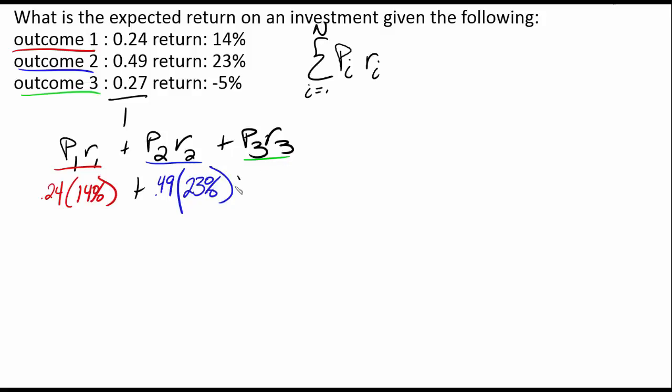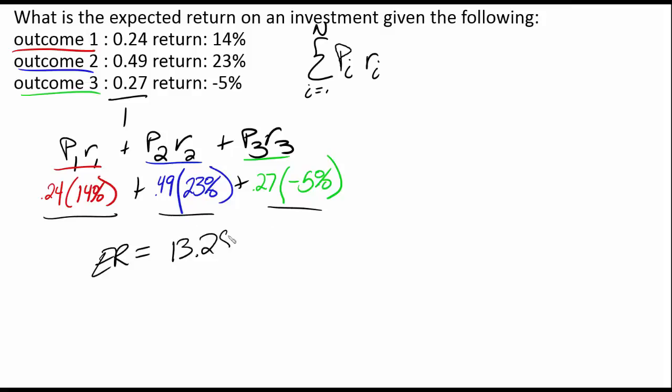Then we're going to add on to that the third event here, which has a 0.27 chance of occurring, a little over a 25% chance, 27% to be precise. And if that outcome 3 does occur, we will lose 5%. And then we just do the simple math. We get the amount here, the amount here, the amount here, and then we add the three of them up. And when we do, that tells us that we're going to have an expected return here of 13.28%. And that is a best guess as to what our return is actually going to be.